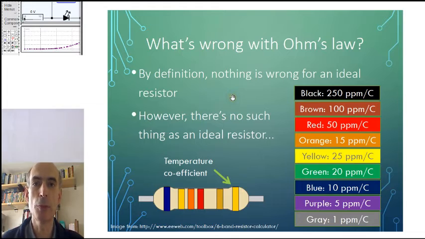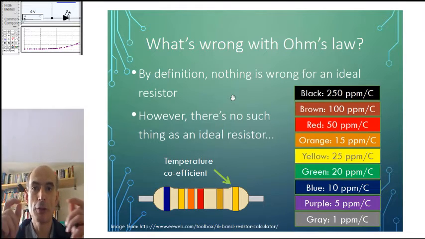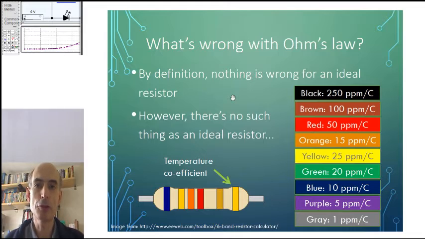There's another problem with Ohm's law, even when you apply it to resistors. And that is that Ohm's law, which says that the voltage across a conductor is proportional to the current flowing through it, only works if the resistance of that conductor is constant. And for all real resistors, that's not true. All real resistors have a temperature coefficient. The value of their resistance, in other words, the ratio of the voltage across them to the current flowing through them, is a function of temperature.